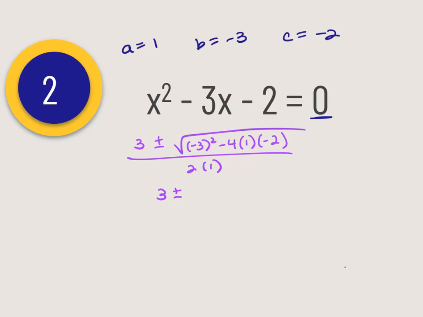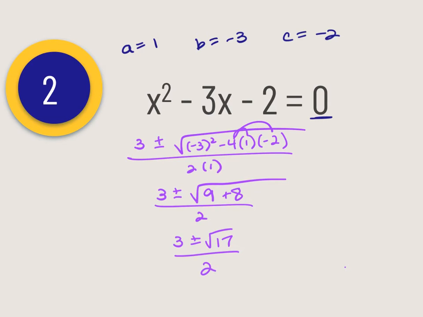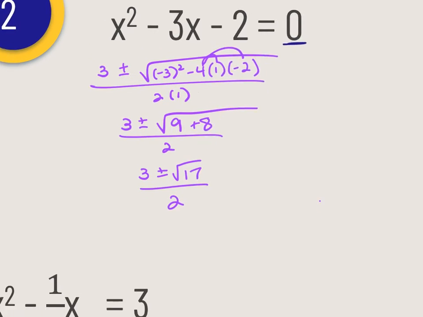3 plus and minus the square root of 9. Negative 4 times 1 is negative 4 times negative 2 is a positive 8 this time over 2. 3 plus and minus the square root of 17 over 2. 17 is prime. It does not break down.